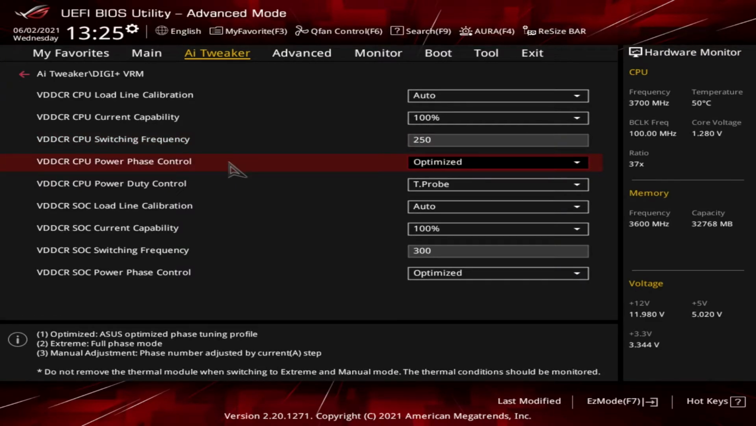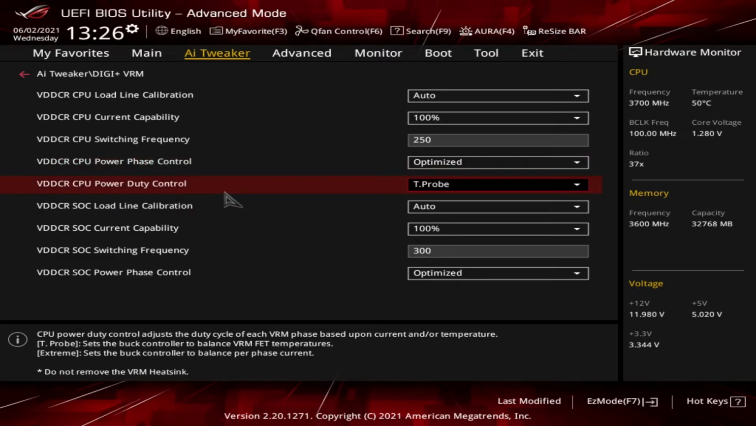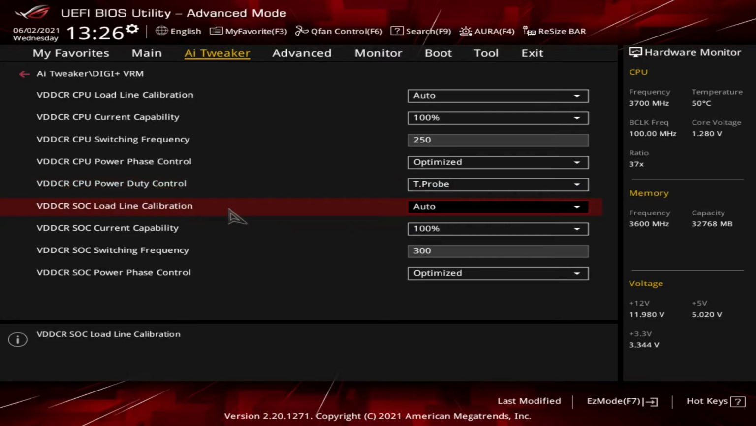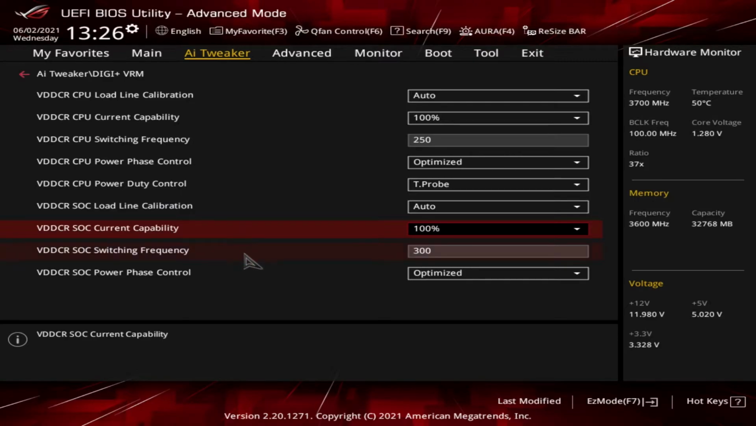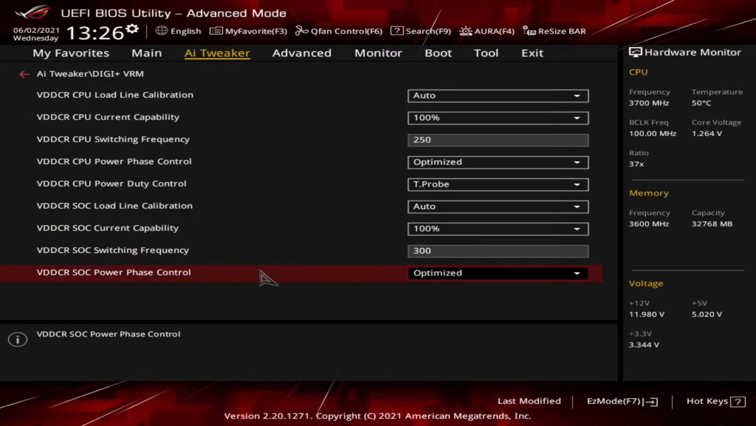Next up is CPU power phase control. Greater stability for overclocking by making sure that the power phases coming from the VRMs are focused on the CPU. The trade-off is that there are fewer power phases on the other components and increased power consumption. There we have power duty control, which can increase the current to the CPU voltage regulator, giving more stable overclocking. Again, at the cost of more heat and more power consumption. Next, you're going to see the same items of load line calibration, current capability, switching frequency, and power phase control, but this time for the SoC rather than the CPU.